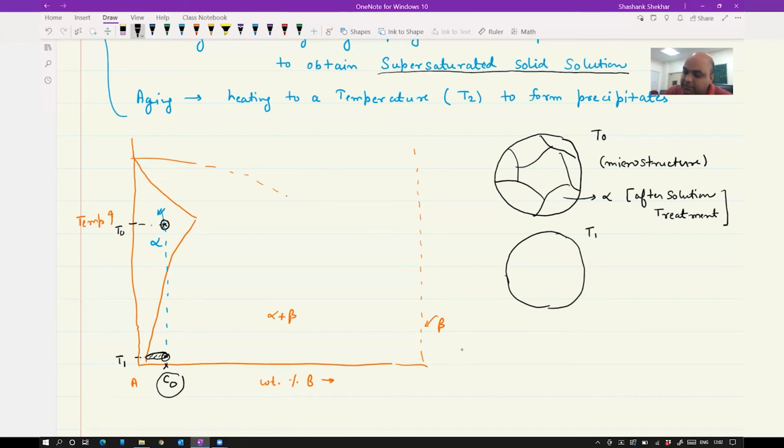if we are in T1. Okay, so the microstructure doesn't change much. You're going to observe the same microstructure. The only difference here would be that this is not going to be an equilibrium structure, and B atoms will try to come out from the matrix to form beta phase, because that is the equilibrium structure. So this microstructure is after quenching.